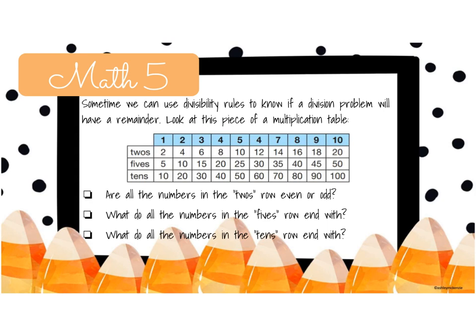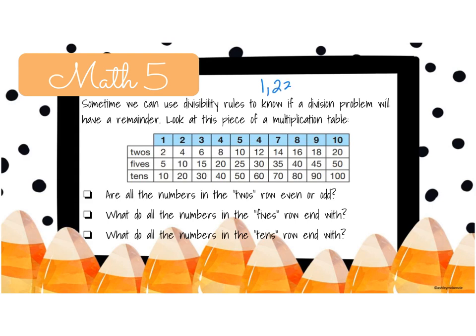Okay? So if I have this little section of a multiplication table, are all the numbers in the 2's row even or odd? I'm looking at rows, so I'm looking right here in my 2's row. Are all of these numbers even or odd? Yeah, even. Good. Some of you are showing me on your whiteboards, some of you saying it.